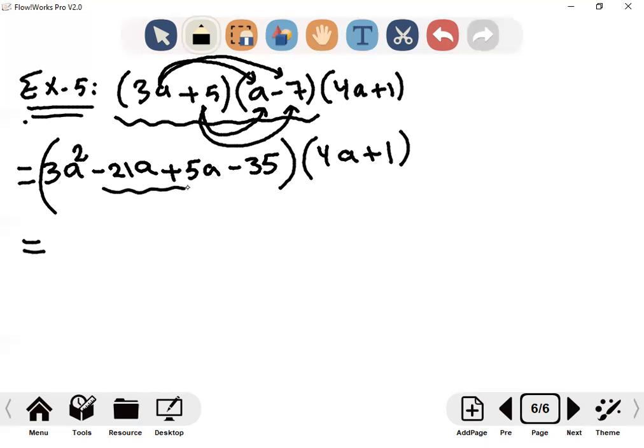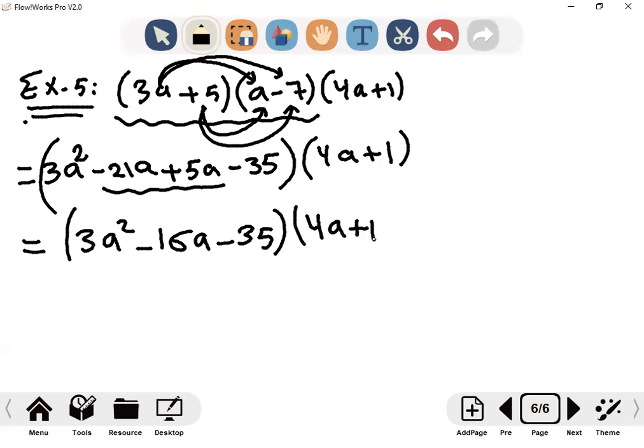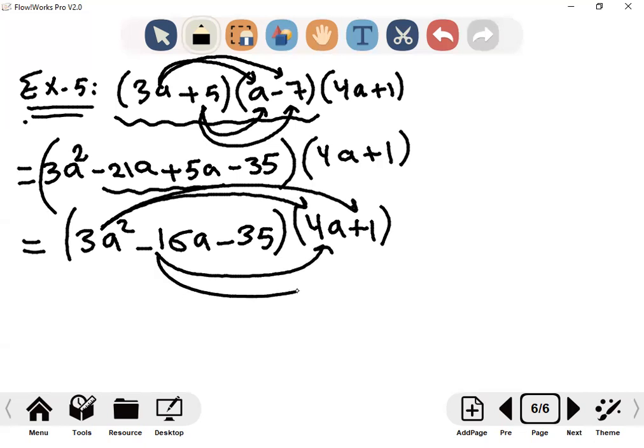Here we have like terms: negative 21a plus 5a. Negative 21 plus 5. So 3a power 2, negative 16a, negative 35, multiplied with 4a plus 1. Now I have parentheses multiplied by parentheses. I will take the first one distributed, second one distributed, and third one distributed.